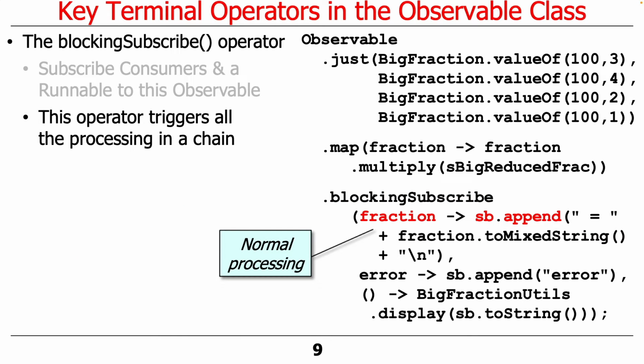There are, again, 3 different types of parameters you can pass here. The first 2 are consumers. The last is a runnable. The first one handles normal processing. So, for example, in this case, we're going to create 4 big fractions, multiply them by some constant, and then if it all works, we're going to go ahead and append them as a mixed string to this string builder or string buffer. If something goes wrong, we're going to append the word error to that string builder or string buffer. And when we're done, then we go ahead and we display the results.